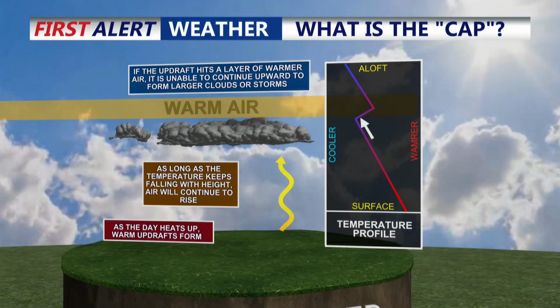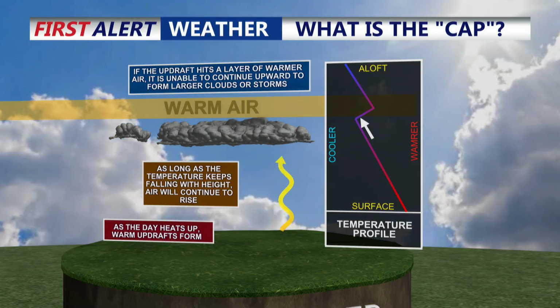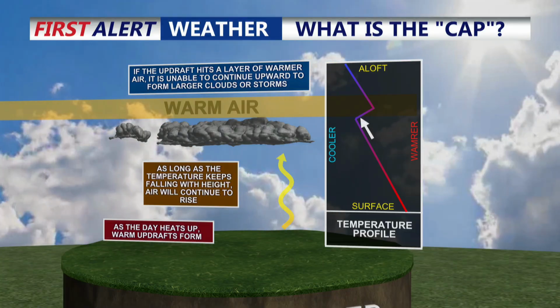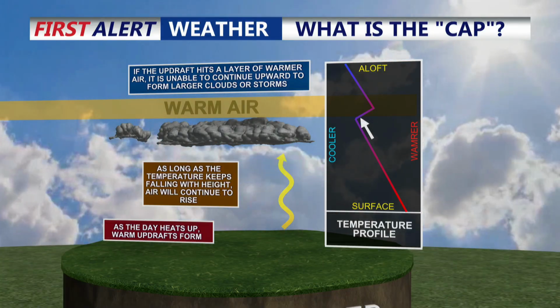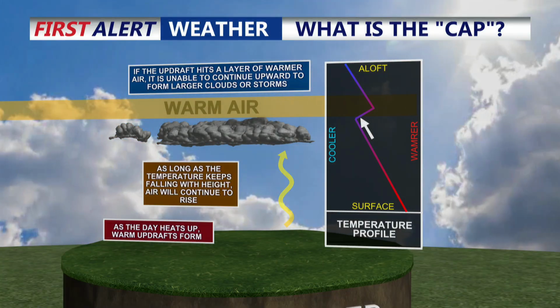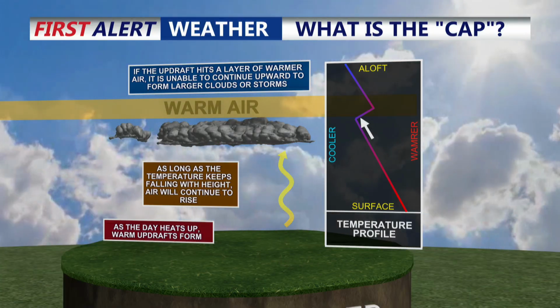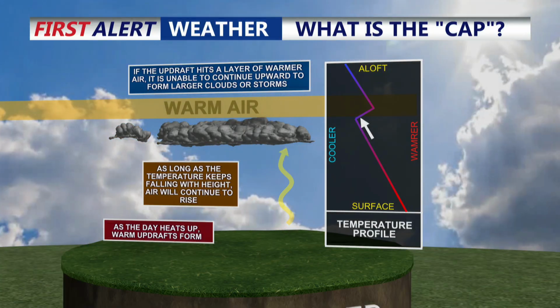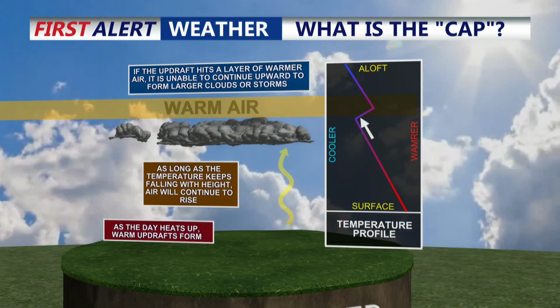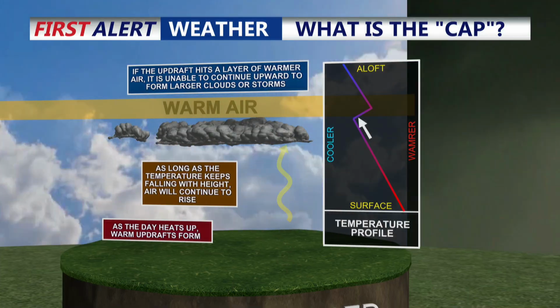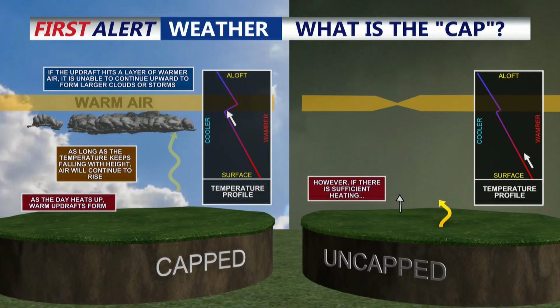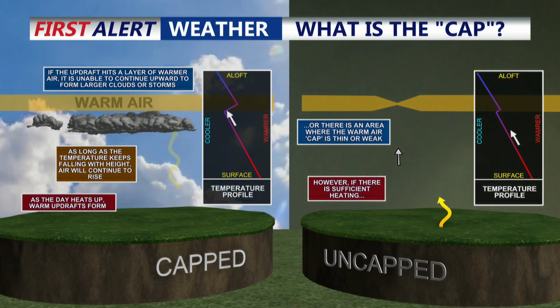Now, when it reaches a level or a layer of warm air, if the updraft hits a layer of warmer air, it's unable to continue upwards to form larger clouds or storms. All right. And that's highlighted with the right side where you see the surface at the bottom, cooler on the left, warmer on the right, and a loft at the top of the screen. Now, that's what we call cap, just like the cap on top of a bottle.